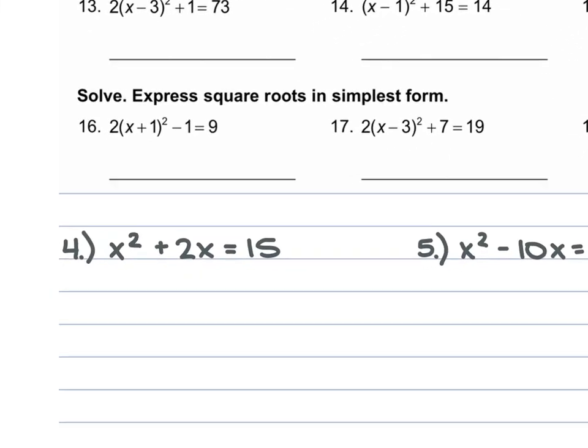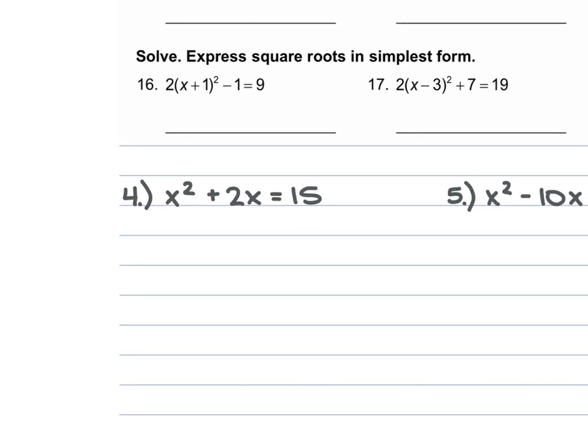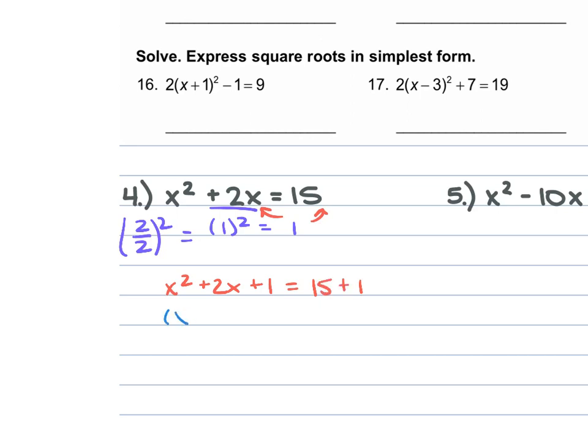For 4, we are given x squared plus 2x is equal to 15. Our b is the 2, so we're going to do 2 over 2 squared, which is 1 squared, which is 1. The 1 gets added to the 15 and the x squared plus 2x plus 1 is equal to 15 plus 1. Factor the left side. It's going to be x plus 1 squared. Add the right side. That's 16.